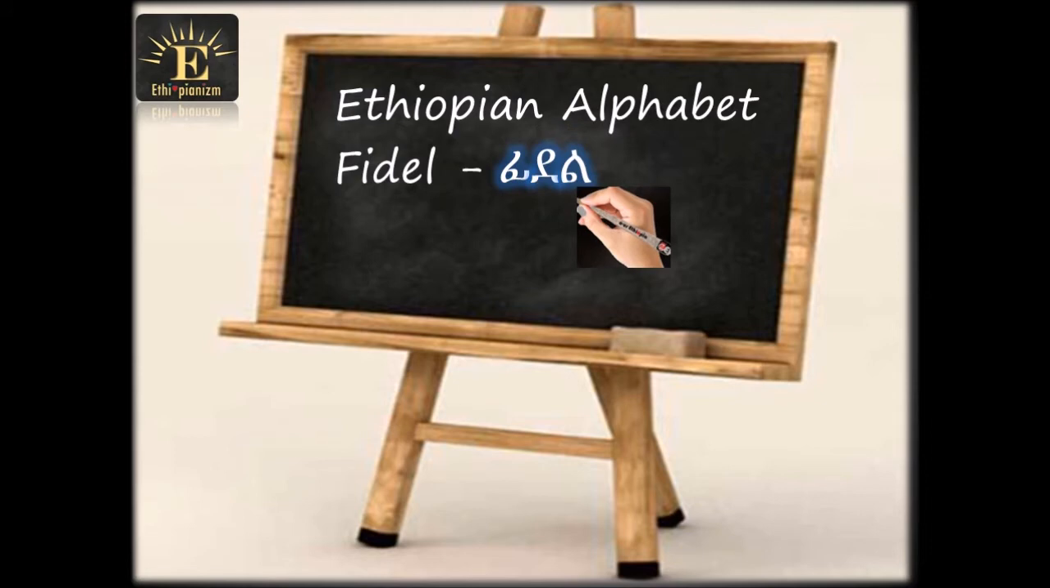Today, I'll be teaching you about numbers. The Ethiopian alphabet is called Fidel. This is what it says here, Fidel. So today we'll be learning about numbers.